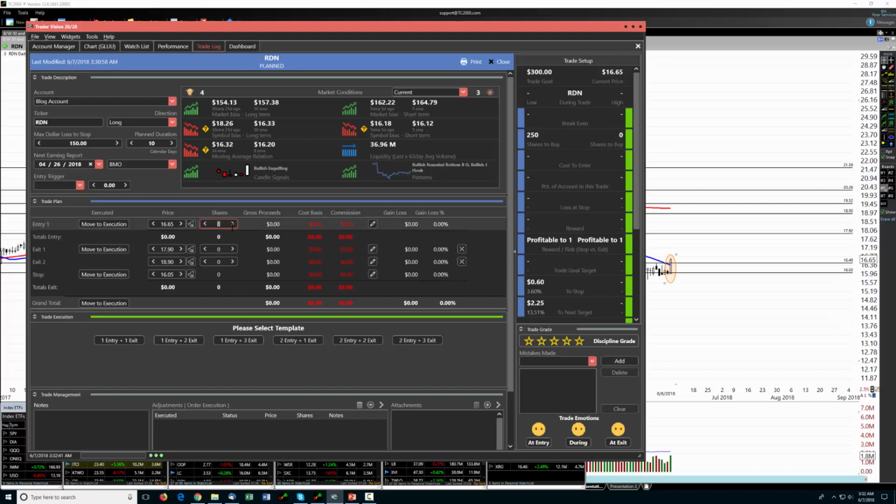It says we can do 250 shares. Let's see what that looks like. 250 shares for this $100,000 account, 4% of the account, I can live with that. $150 risk. If we were to sell the whole position at that first target, we would exceed our goal. We would be making 7.5%, which is $312.50, which is more than 2 to 1.